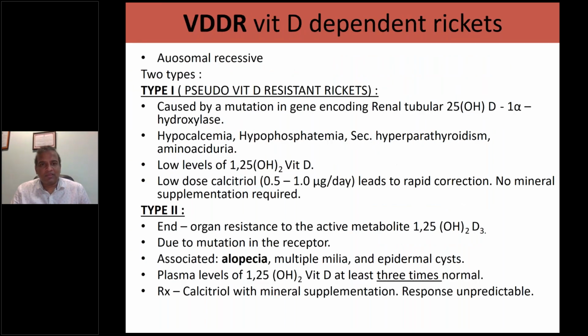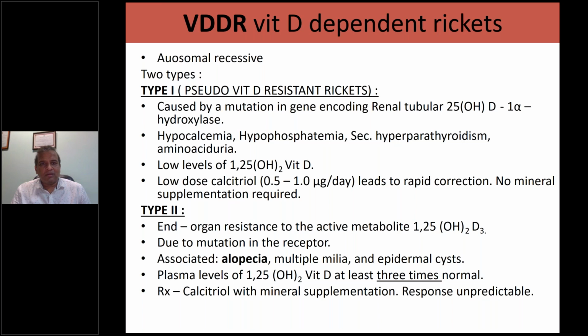In type 1 vitamin D dependent rickets, where there is enzyme deficiency, calcitriol or vitamin D3 is given to supplement. In type 2, the classical clinical picture has alopecia, milia, and epidermal cysts. They have a receptor level mutation leading to end organ resistance, and the dihydroxy vitamin D levels are higher, almost 3 times. But when vitamin D3 is given, they may respond, though the response is sometimes unpredictable.